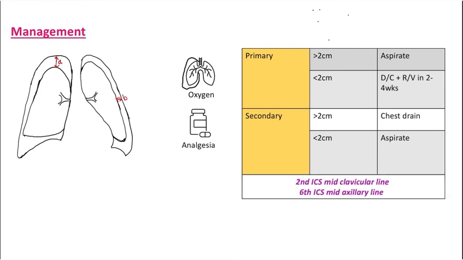Generally, the location to insert the chest drain or the needle is the same. It's usually the second intercostal space mid-clavicular line or the sixth intercostal space mid-axillary line.